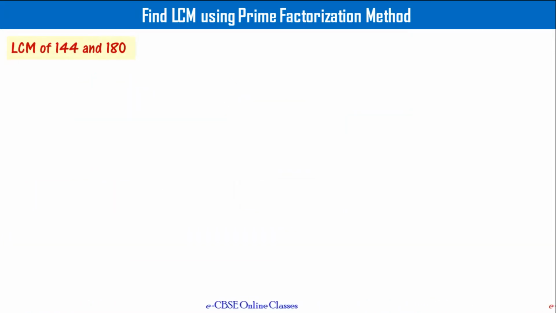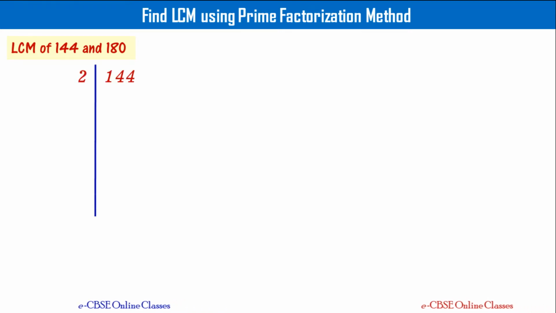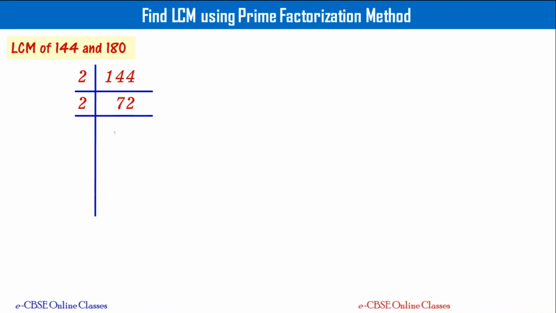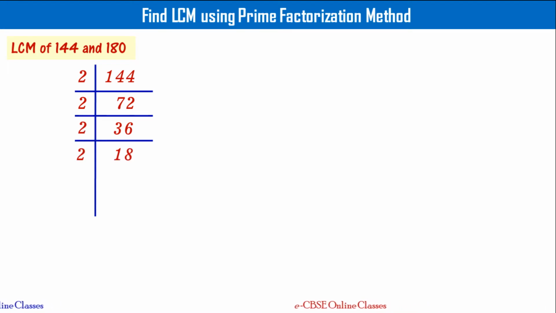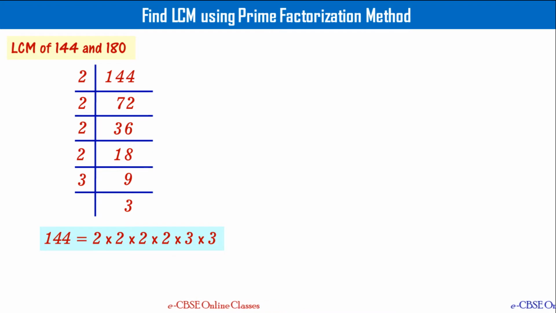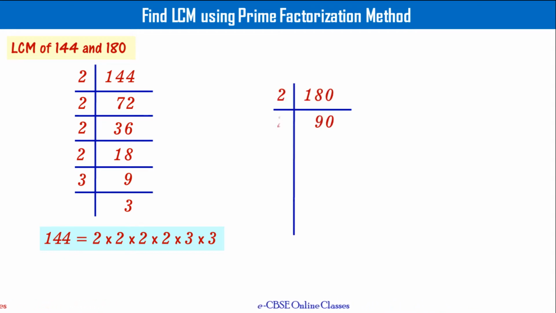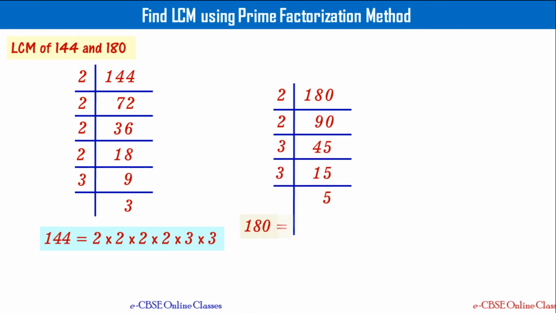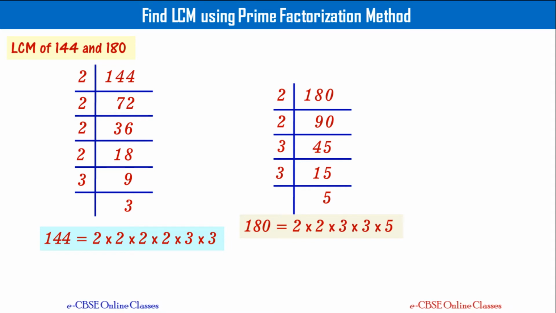Let's take a look at another pair of numbers, 144 and 180. Express 144 as a product of prime factors. 144 can be written as 2 times 2 times 2 times 2 times 3 times 3. Similarly, 180 can be expressed as a product of prime factors, that is 2 times 2 times 3 times 3 times 5.